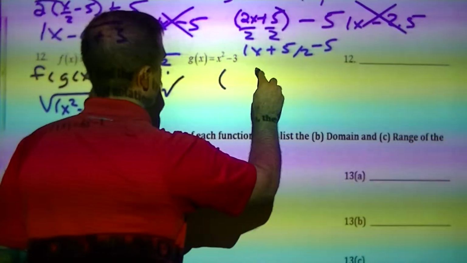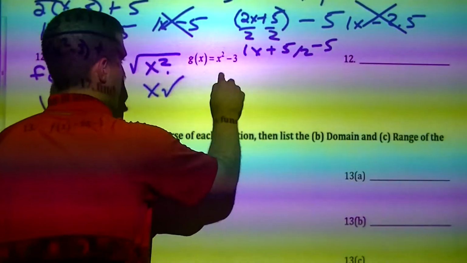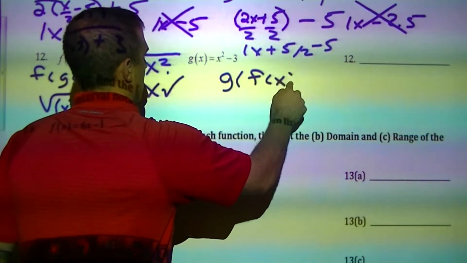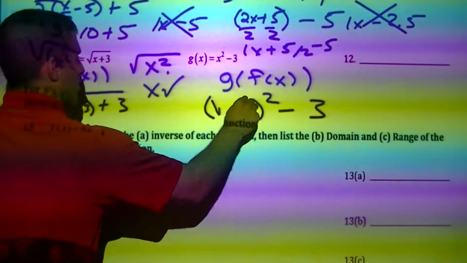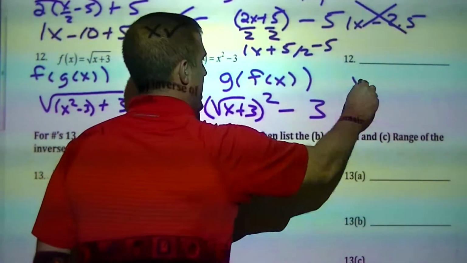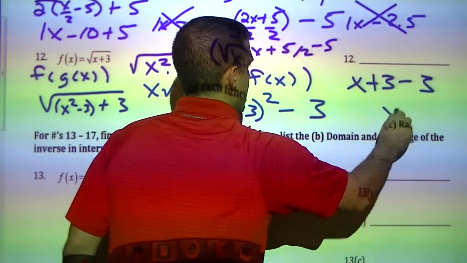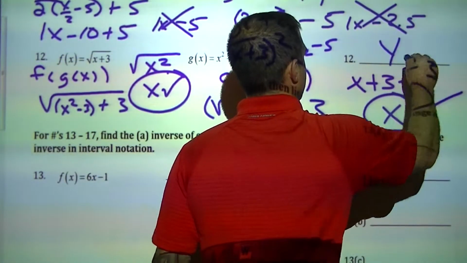This one's going to be, when I do g of f of x, I'm going to lead with this. I'm putting in this square root, and what happens is the square root and squared cancel each other out, so I'm left with that, and if you notice, I get x again. So both x's, so this answer is yes.